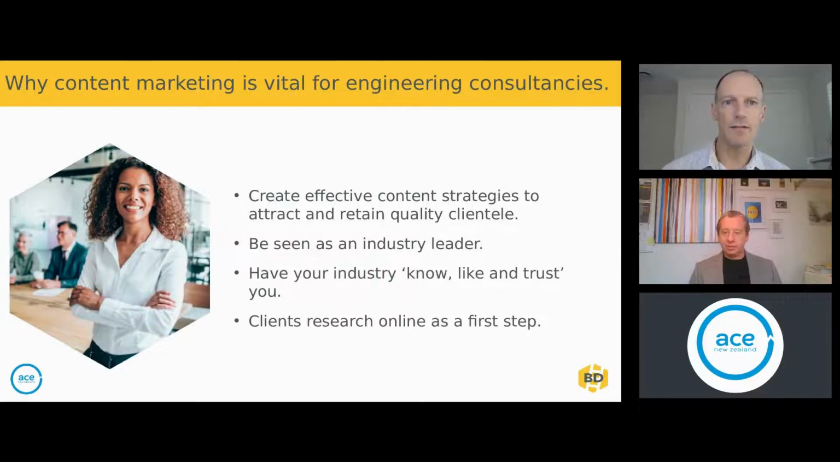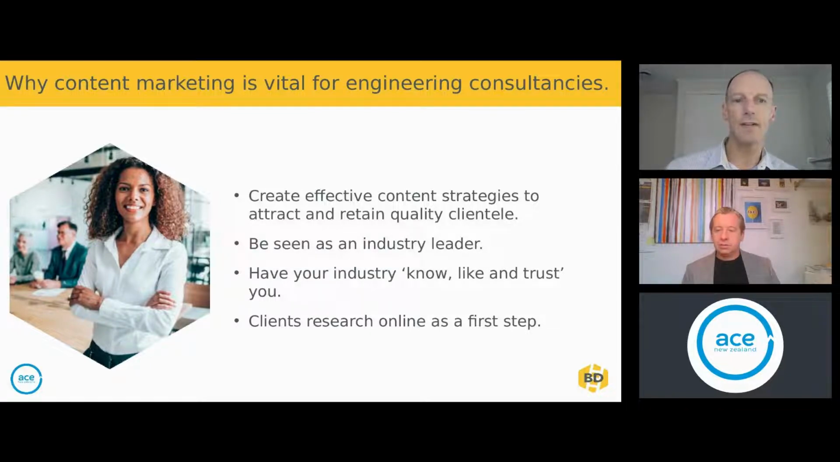So we're just going to reiterate some of those and perhaps give you a few takeaways as well that you might be able to take back and implement in your business. So first of all, why content marketing is vital for engineering consultancies, and creating effective content strategies for the purposes of attracting and retaining quality clientele. So why should your company create content anyway?